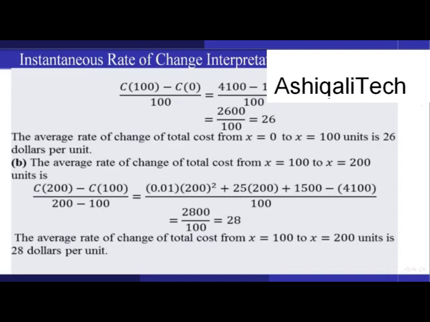Secondly, the average rate of change of total cost from x is equal to 100 to x is equal to 200 units is calculated as C of 200 minus C of 100 divided by 200 minus 100. After simplification, putting the value of x is equal to 200, then putting the value of x is equal to 100, and after subtraction and simplification we get 28. Hence, the average rate of change of total cost from x is equal to 100 to x is equal to 200 units is $28 per unit.